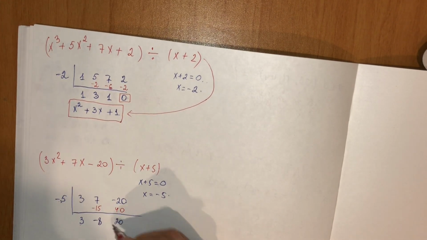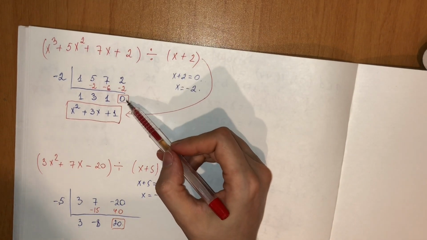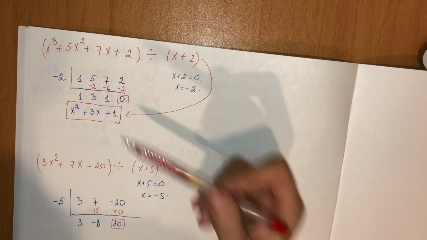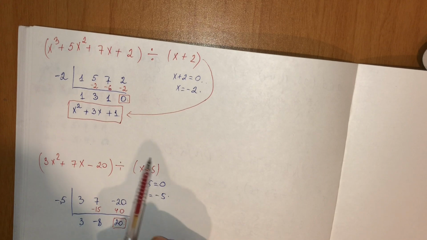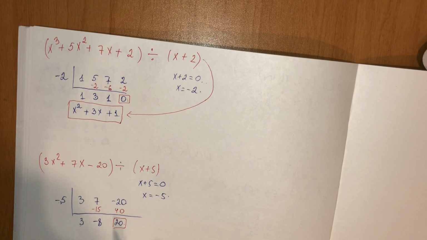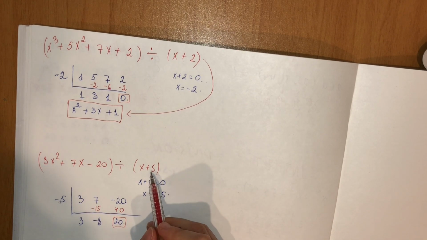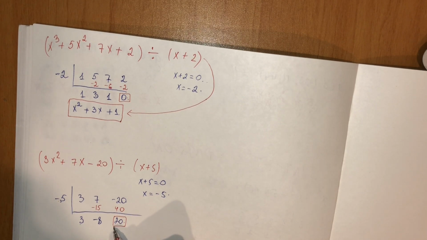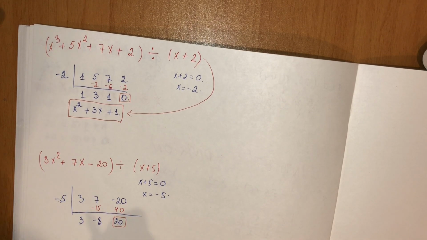You know, this is not equal to 0, but we said in the previous example that if the last number is 0, it means that this polynomial is divisible by x plus 5. But here we do not get 0, it's 20. It means that our polynomial can't be divided by x plus 5. But we will continue this process nevertheless, since the last number is not equal to 0.